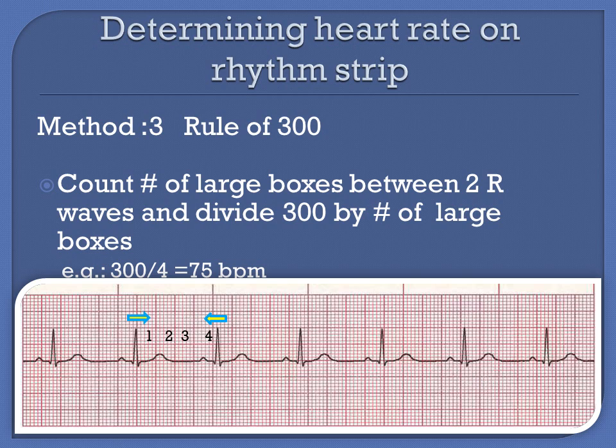The third method of heart rate calculation is known as the rule of 300. Now this number 300 is constant here. In order to calculate heart rate by this method, first you need to count the number of large boxes between 2 R waves. And then you have to divide 300 by the number of large boxes. As shown in this rhythm, there are 4 big boxes between 2 selected R waves. So when we divide 300 by 4, the answer is 75. So the estimated heart rate on this rhythm strip is 75 beats per minute.